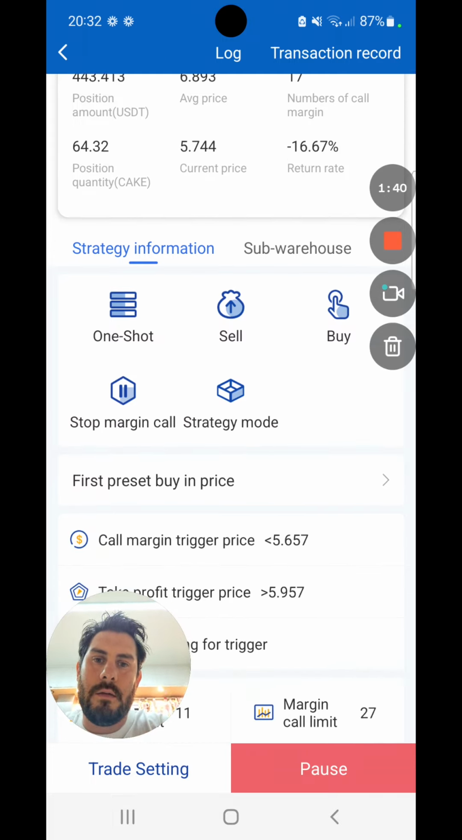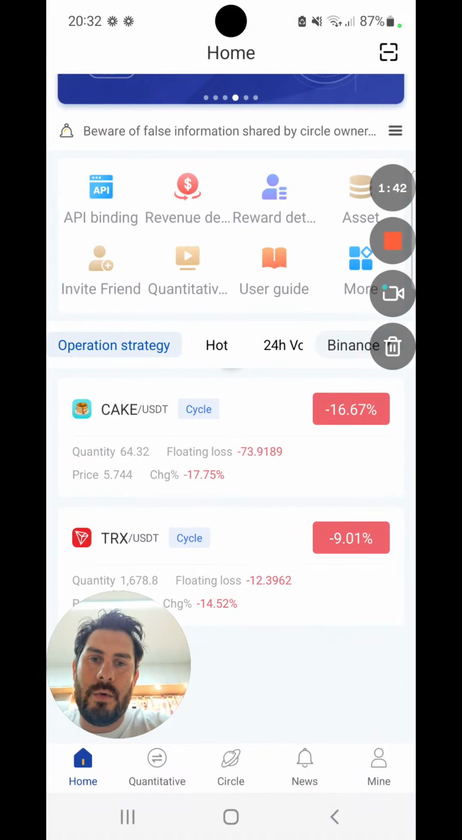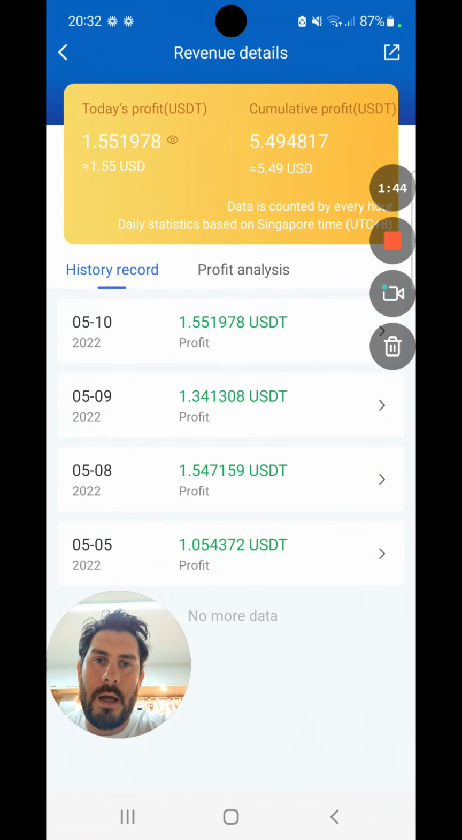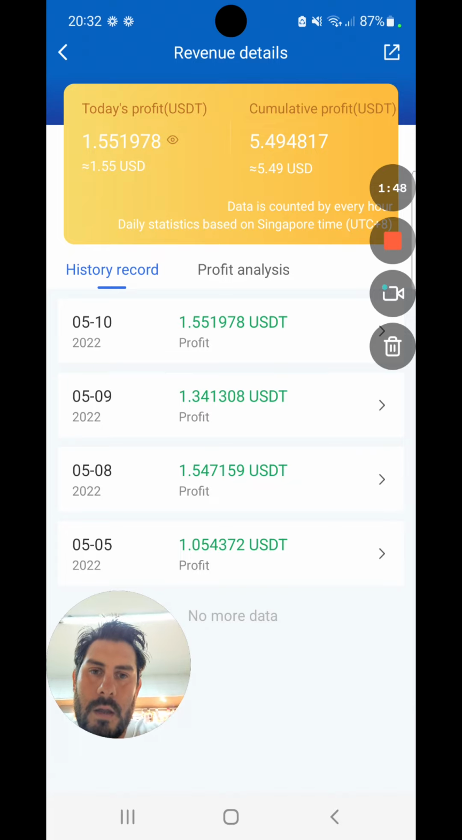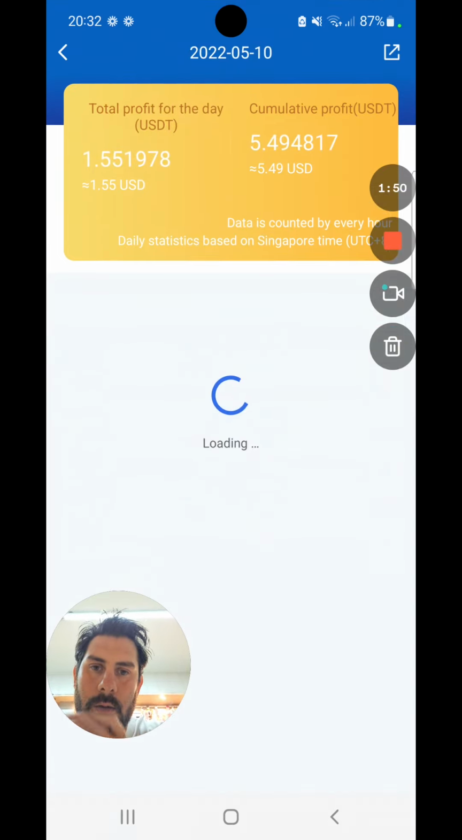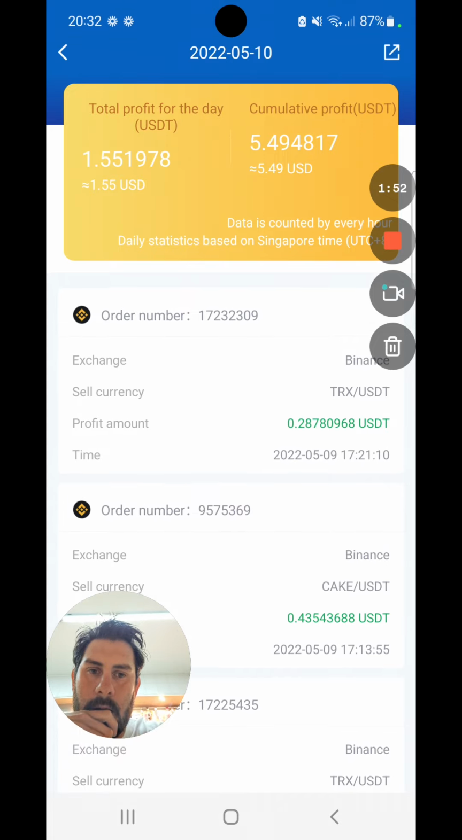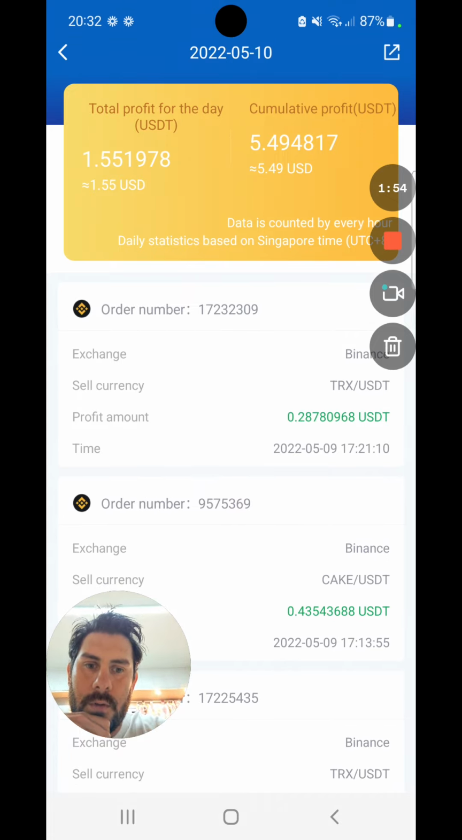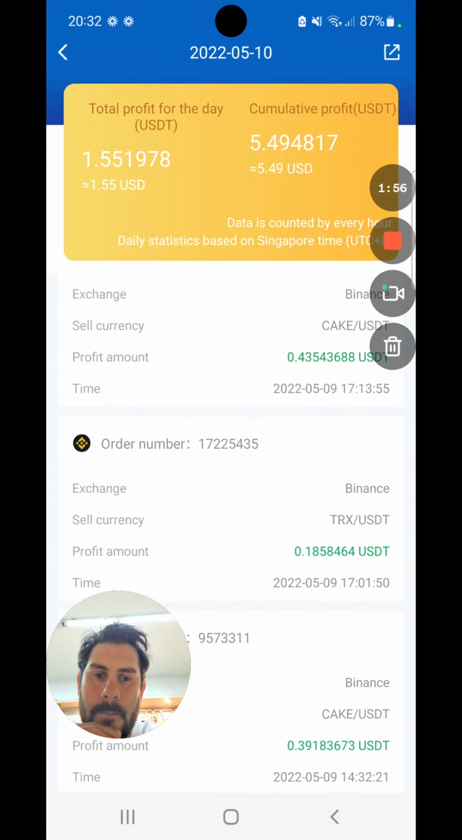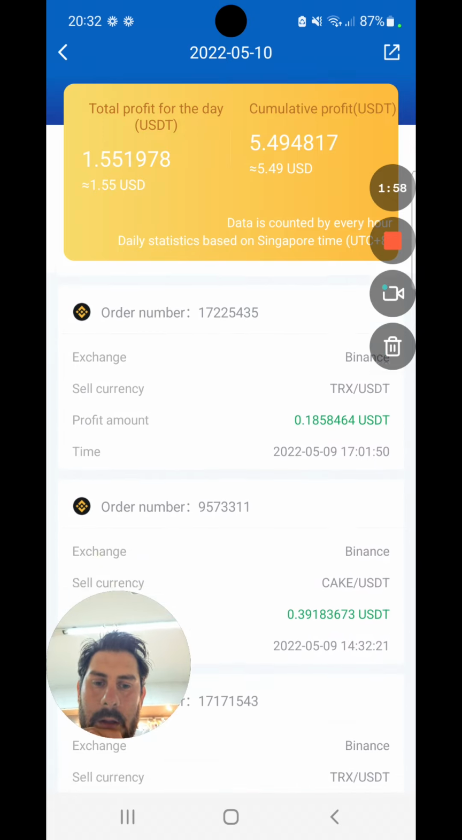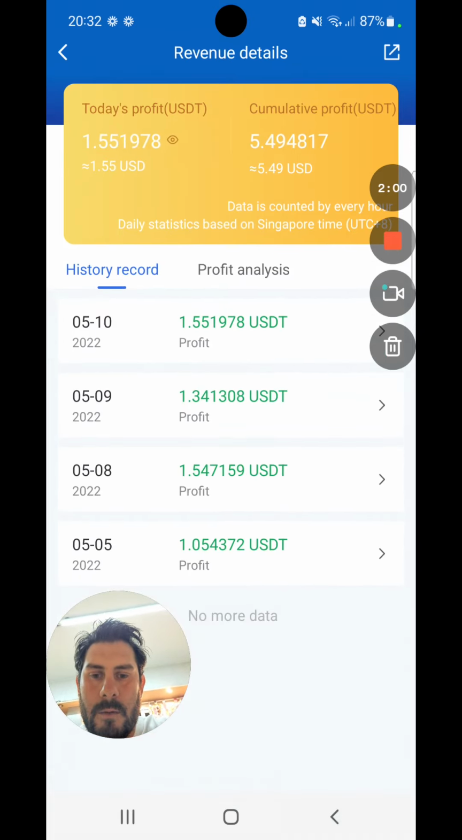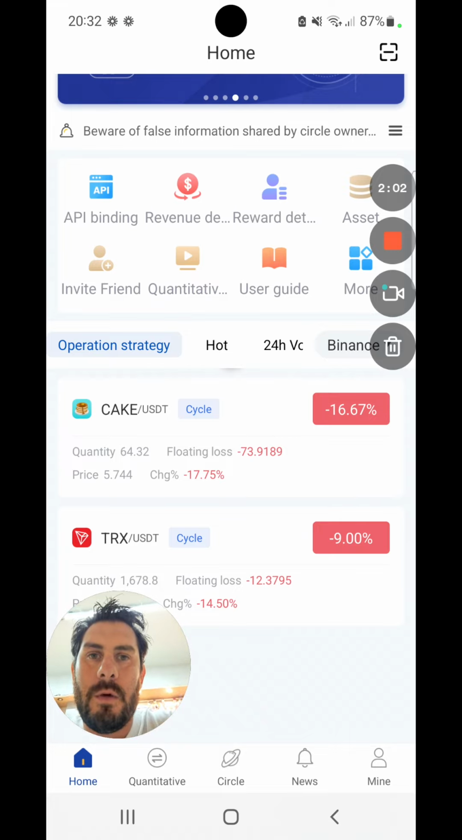I will show you here, for example, the revenue that I had. You can see each day the revenue that I have, and here, for example, today I have some profit from TRX and Cake. So basically this app has three ways to work.